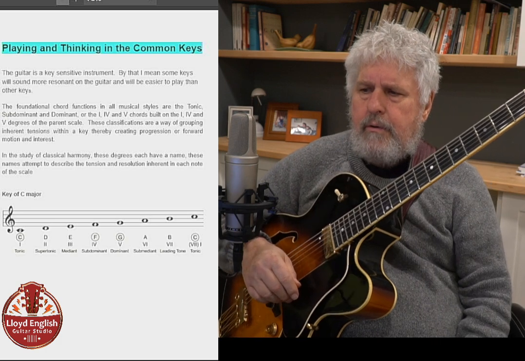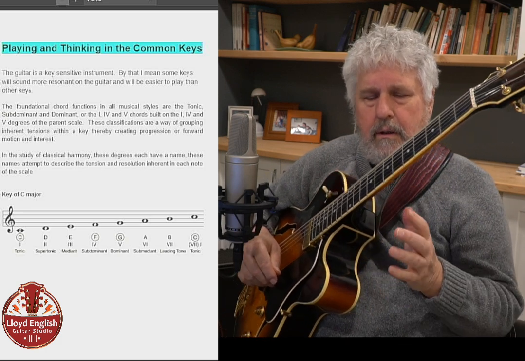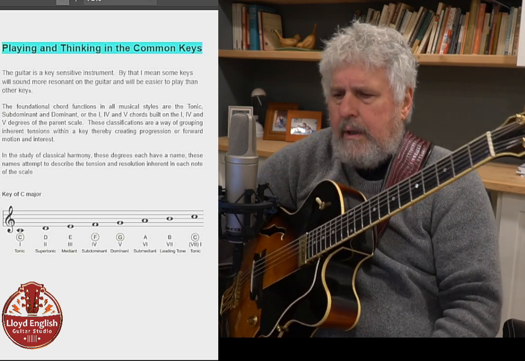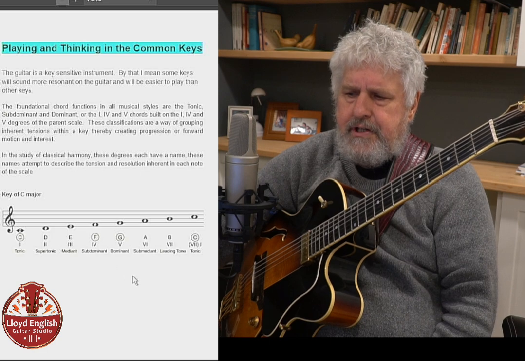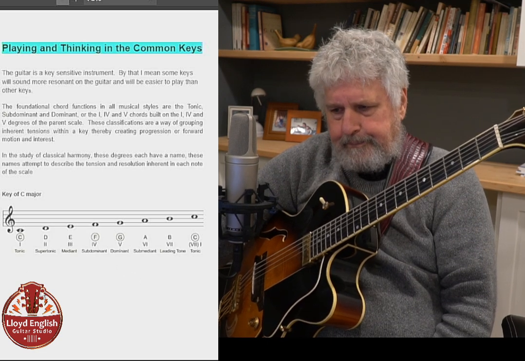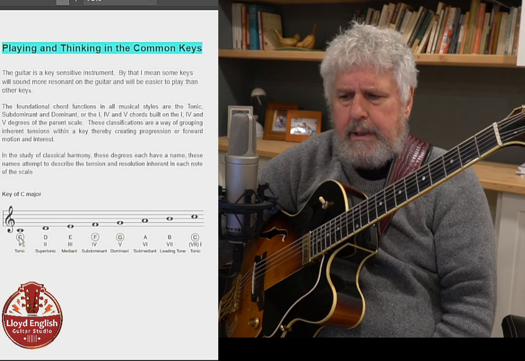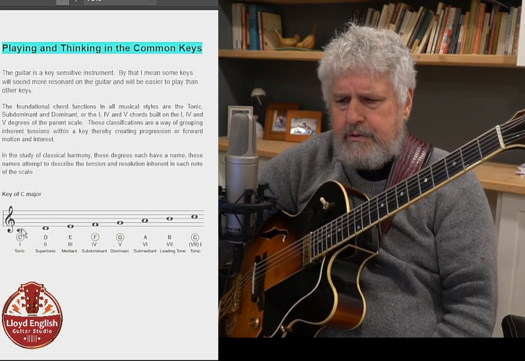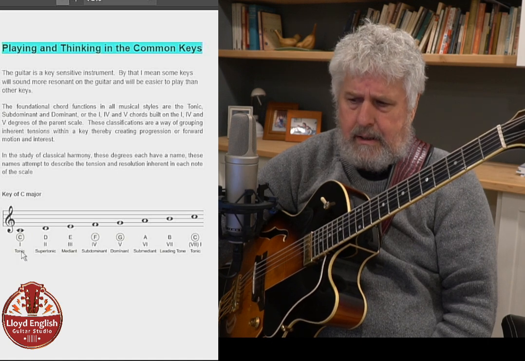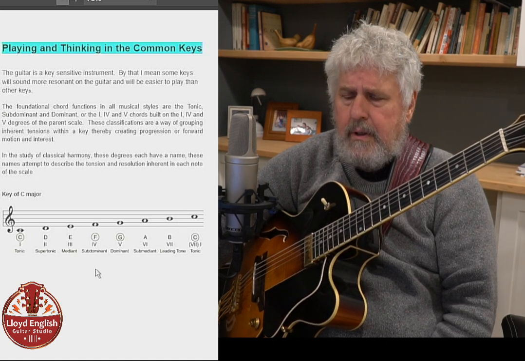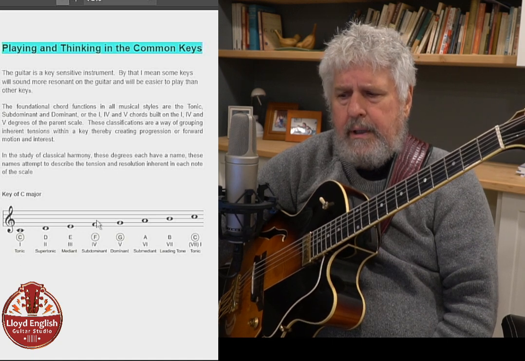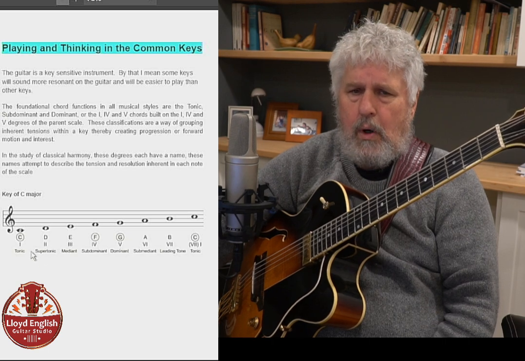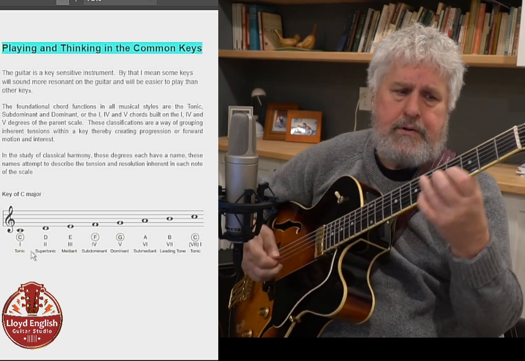Okay, so the foundational chord functions in all keys are the 1, the 4, and the 5. Or, in other words, the tonic, the subdominant, and the dominant. The tonic being the root of the key. Remembering chords come from scales, so if we built a chord from the scale of C major, this would be a C chord. This would be an F major chord, and this would be a G major chord. And that would give us a 1, 4, 5 chord progression. See?